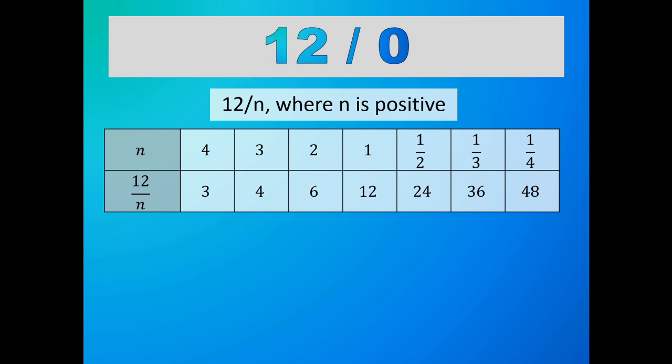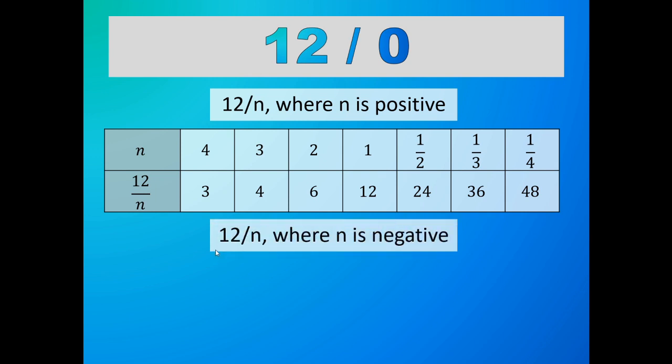Going from the positive side, as I get closer and closer to dividing by 0, my answer becomes closer and closer to positive infinity. So this is yet another reason why 12 divided by 0 is undefined, or why a positive number divided by 0 is undefined. So here is a table of 12 divided by n where n is positive.